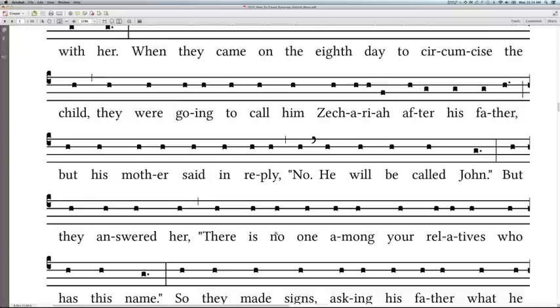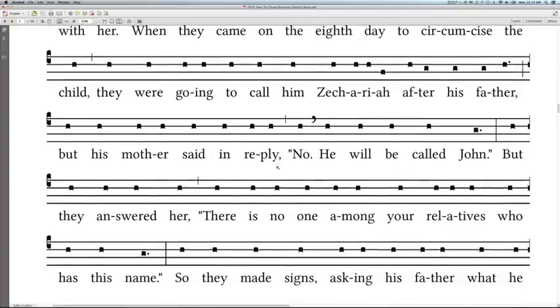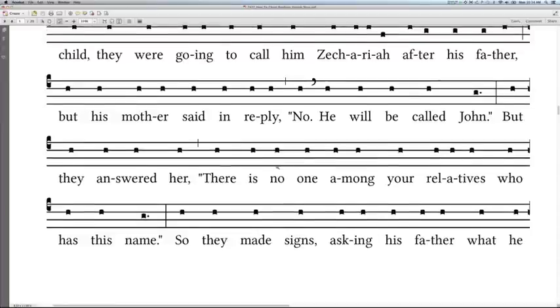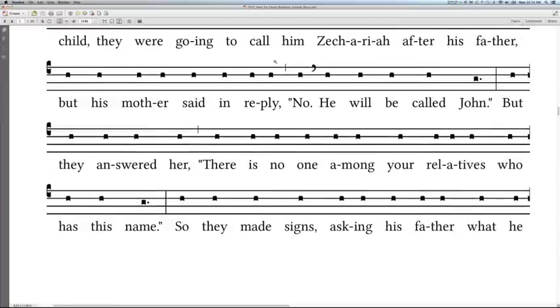So then it goes on again. Oh, look, here's one where I didn't add a middle because it would have been excessive. It would have been excessive to add a middle stop. But they answered her, "There is no one among your relatives who has this name." So I made the judgment that it would have been excessive to add a middle in there. It's just not long enough. Let's see what else I do.